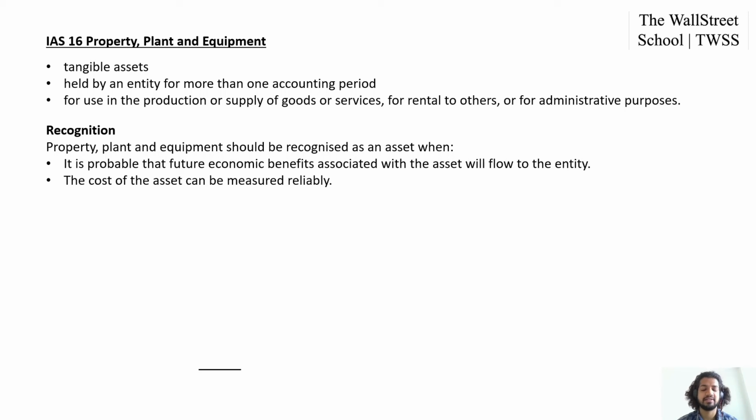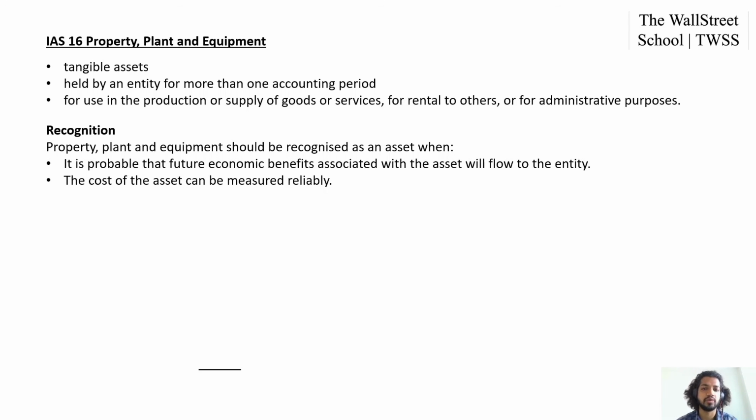Second criteria is the cost. The cost of the asset has to be measured reliably in order to recognize it as an asset under property, plant and equipment. If we cannot measure the cost reliably, we cannot calculate the cost, we cannot quantify the cost of an asset, then we cannot recognize the asset as a property, plant and equipment in our books of accounts. Obviously, in order to recognize any asset as an asset, we must know its cost as well. So if we cannot measure the cost reliably, we cannot recognize that as an asset in our books of accounts.